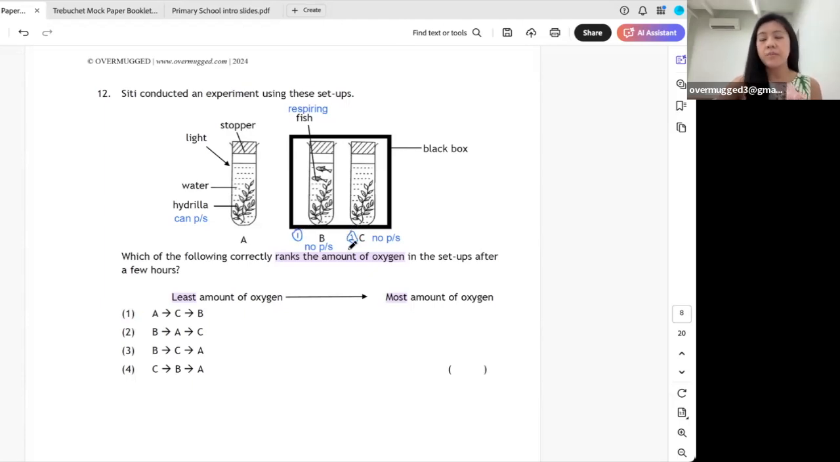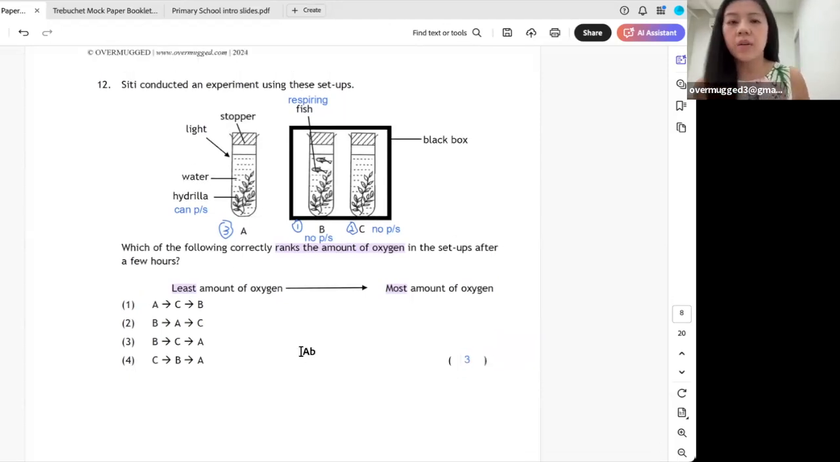Now, let's recall a little bit about photosynthesis for tube A. In the process of photosynthesis, the plants will give out oxygen. So when it gives out oxygen, you're going to end up having more oxygen in this tube at the end versus at the start. So tube A would have the most amount of oxygen. So we are looking for the answer B, C, and A, and this will give us option 3 as the answer.